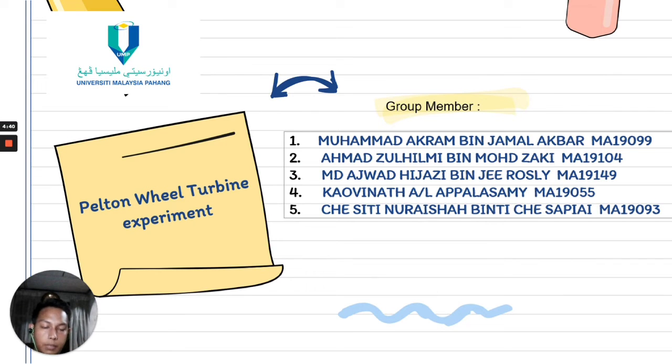So first, let me introduce myself. My name is Mohd Akram bin Jamal Akbar and my matrix number is MA19099. So here are the others of my group mates: Zulhilmi, Ajwad, Kaovinath, and the last one is Siti Nuraishah.